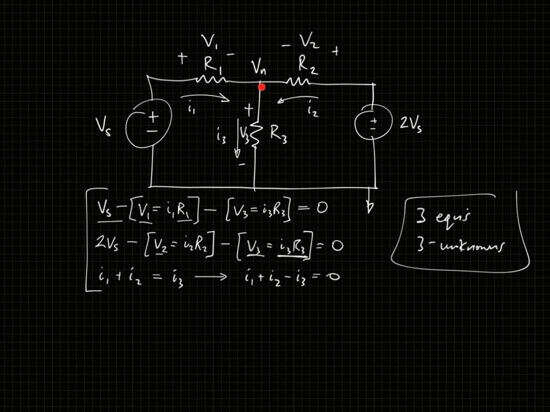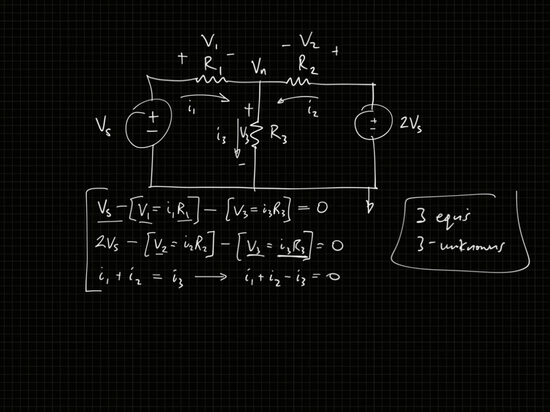And the voltage from here with respect to here is minus V1. Because V1 is the voltage here with respect to here. V2 is the voltage here with respect to here. You always start with the positive. So Vn is the voltage here with respect to ground. That's how you state a node voltage.